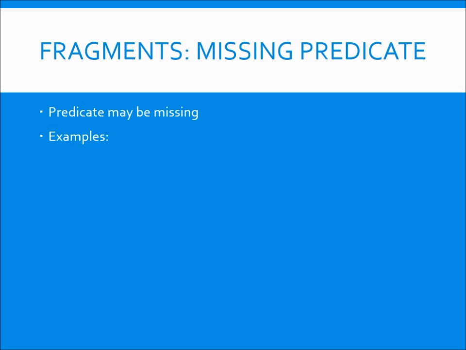Now, what if you're missing the predicate, that action part of your sentence? "A crying baby," "the flowing meadow," "the Statue of Liberty." We have wonderful subjects here. We have a crying baby, a flowing meadow, and the Statue of Liberty. But we don't have that crying baby doing anything, or that meadow doing anything, or the Statue of Liberty doing anything. So all of these are fragments because there's no predicate here.